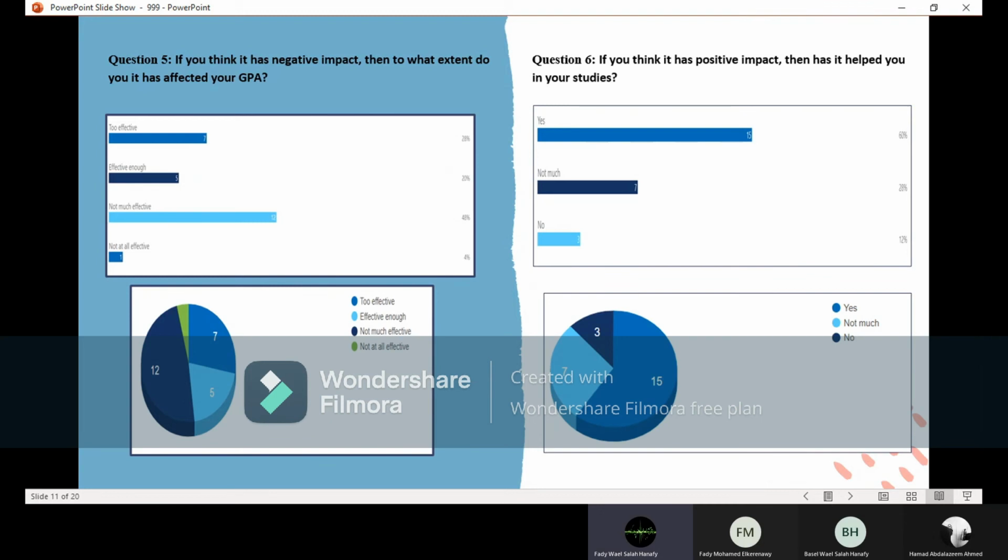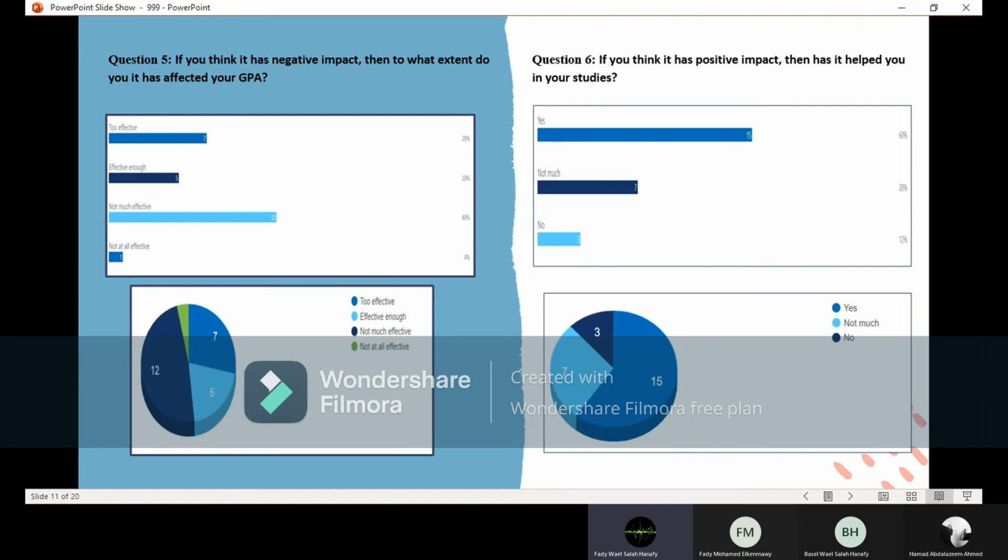For question five, if you think it has a negative impact, then to what extent do you think it has affected your GPA? Students were asked this question in order to measure to what extent social media affects students' academic performance negatively. Most people said it was not much effective on their GPA, but too effective and effective enough was equivalent to not much effective of ADU students.